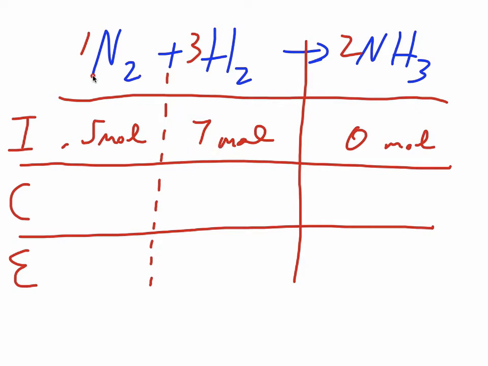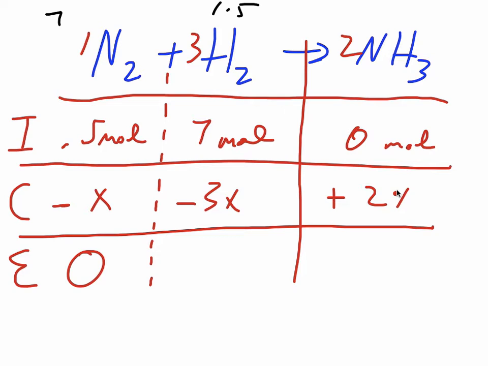We can use the Emily method. So 7 times 1 here is going to be 7. And 0.5 times 3 here is going to be 1.5. That's the larger number, so that's the one that's going to get the 0. Okay? So now that I have that, I can set up my ICE table. This is going to go down by x, this is going to go down by 3x, and this is going to go up by 2x.